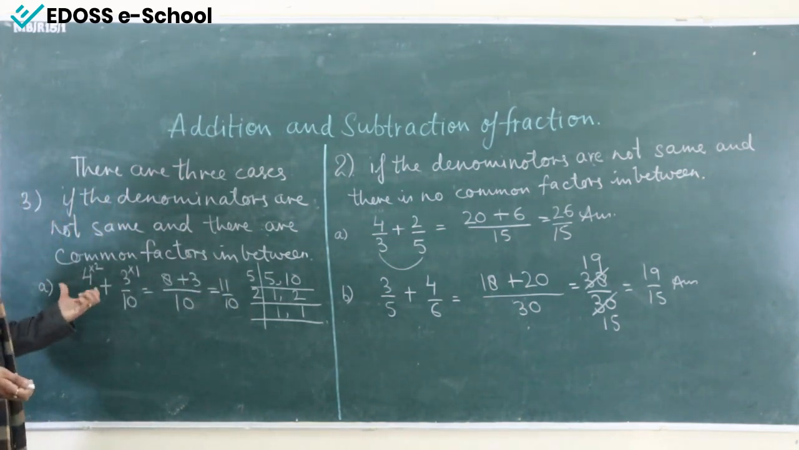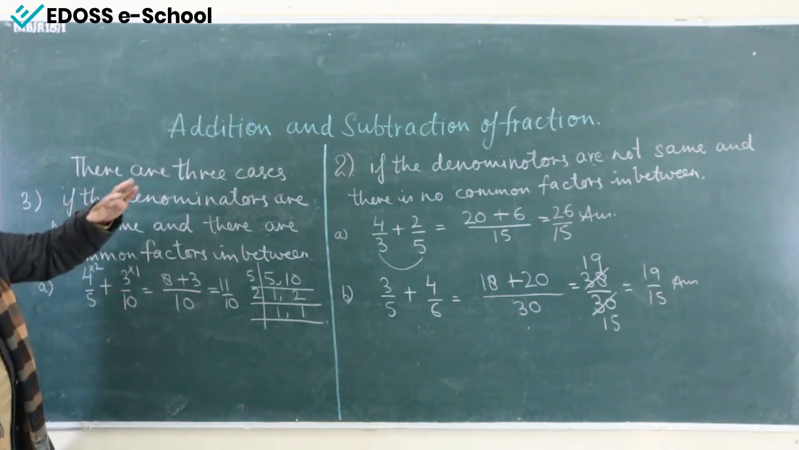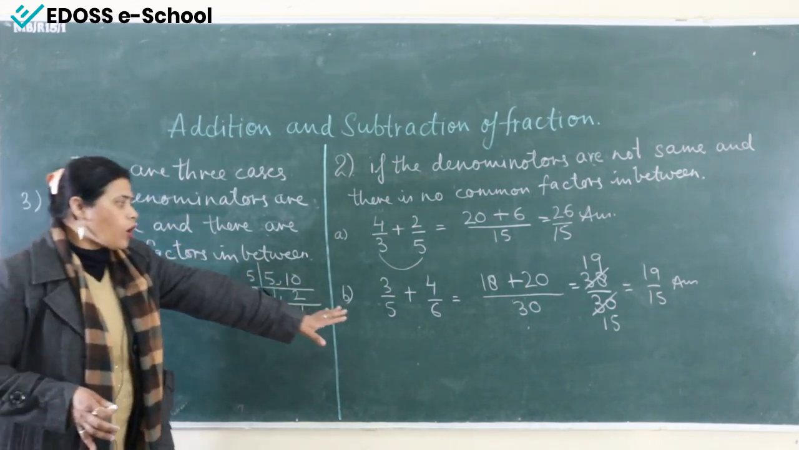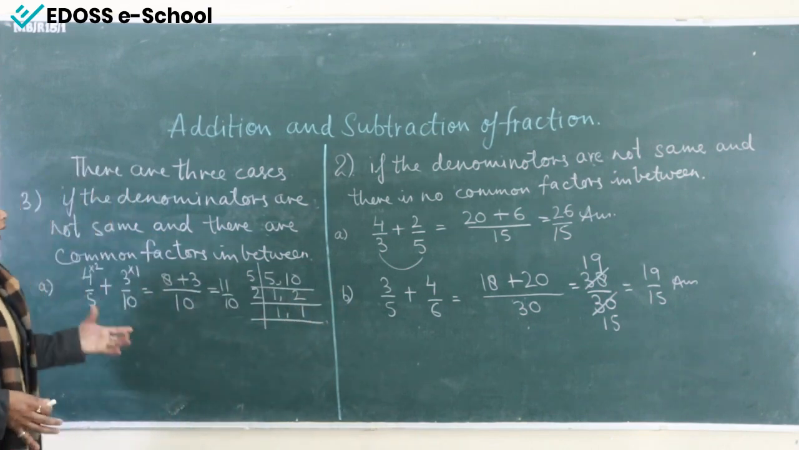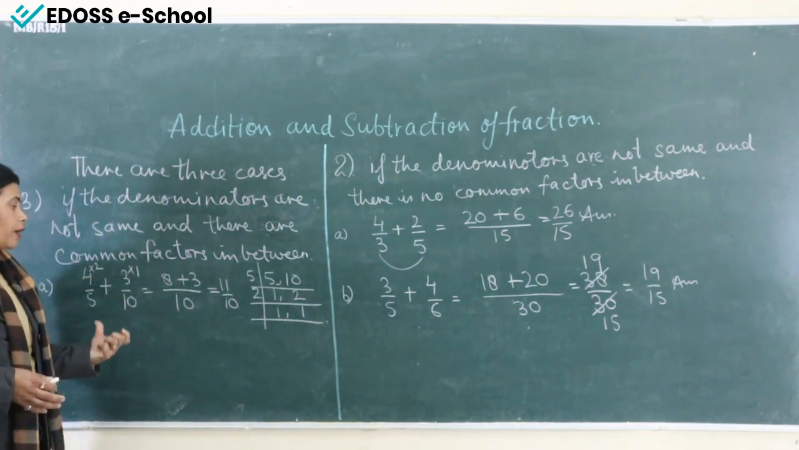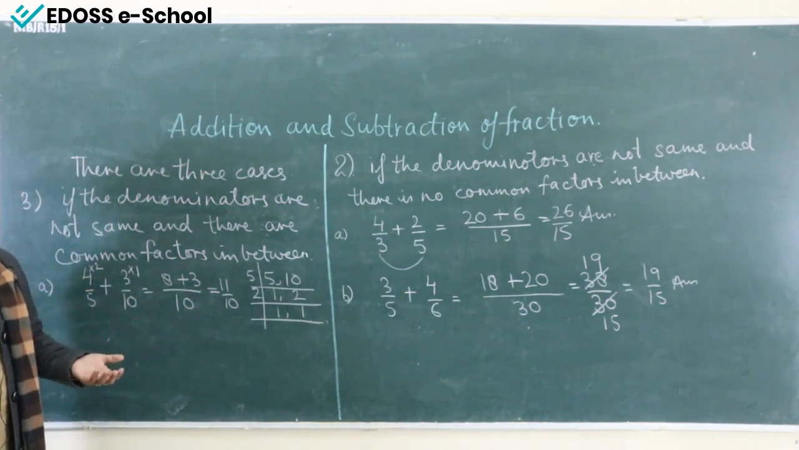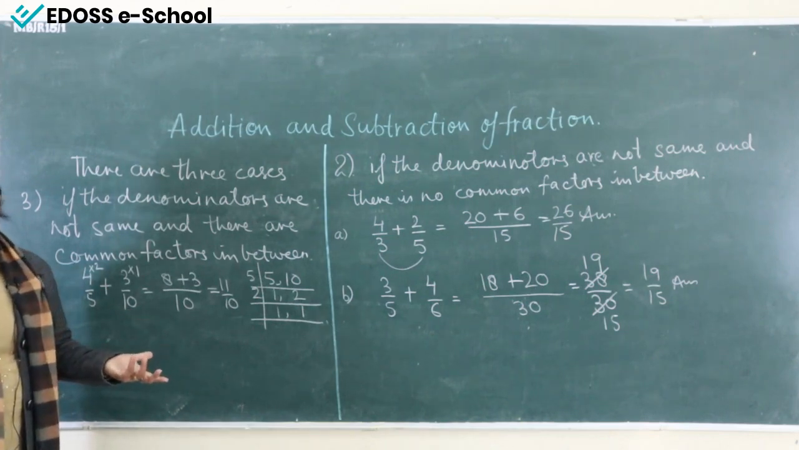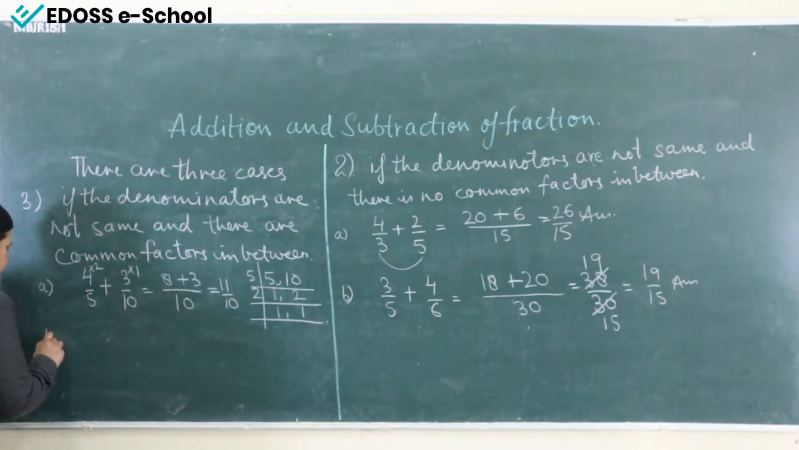In the third case, denominators are not same. In the second case, denominators are not same, but there is no common factor in between. But again here, denominators are not same, but there is a common factor, and my common factor is 5 here. It's simple. Now see one more example with this.